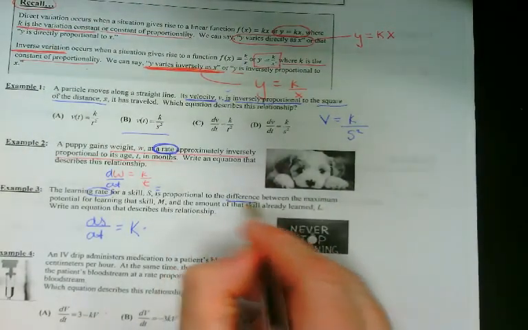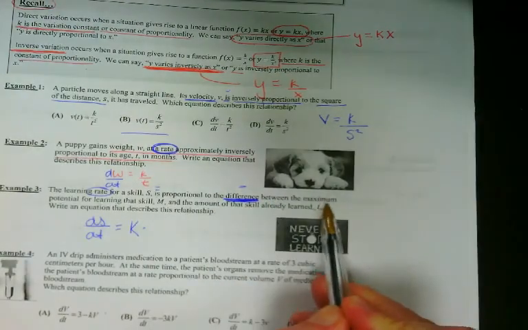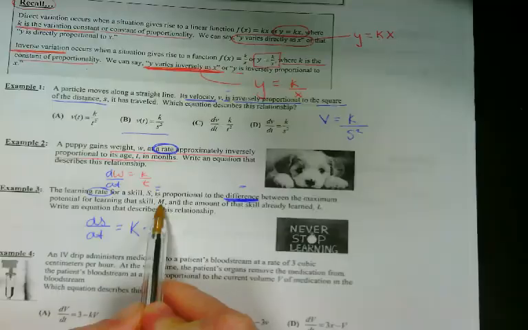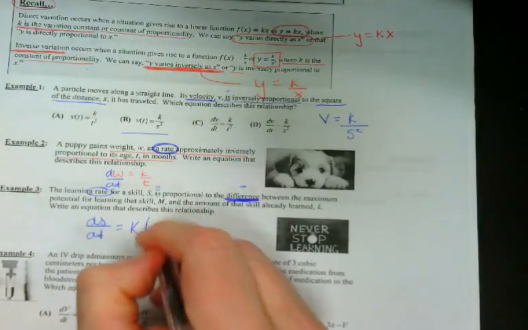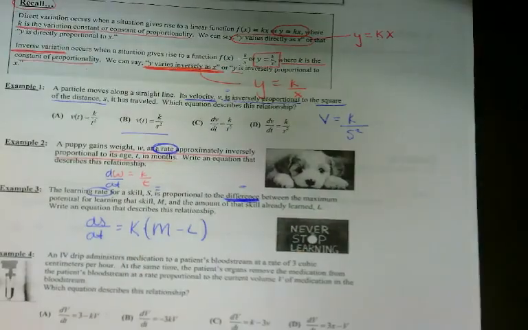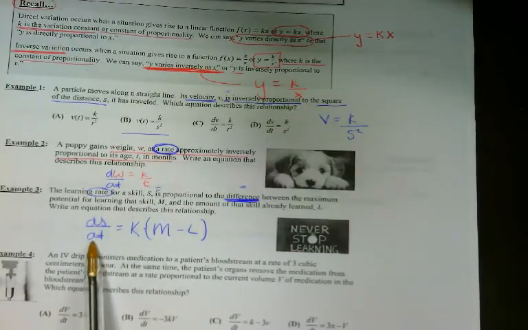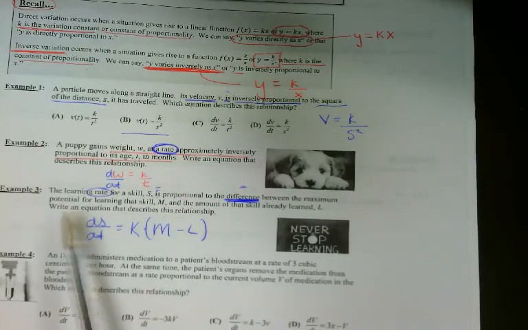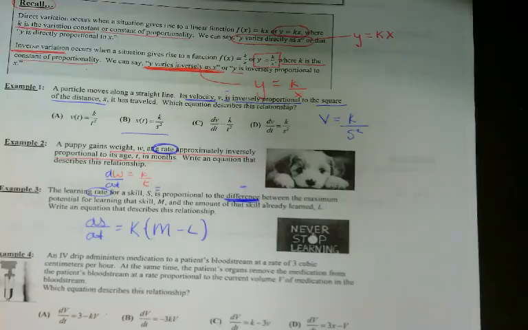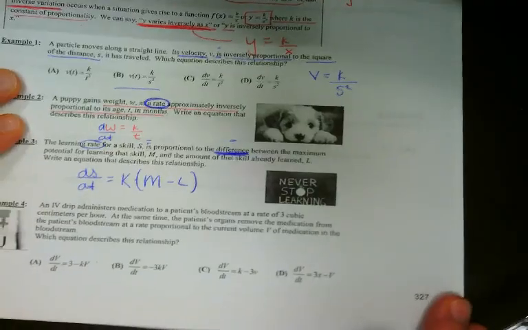The difference. What operation are we thinking for difference? Subtraction. The difference between the maximum potential for learning that skill, M, and the amount of the skill that's already learned. So the difference between M and L. Okay. So the rate of the skill would be describing dS/dt is equal, proportional is my k, and this is what it's proportional to. Just slowly read the question. Let's go one more. It's multiple choice. Try example 4.